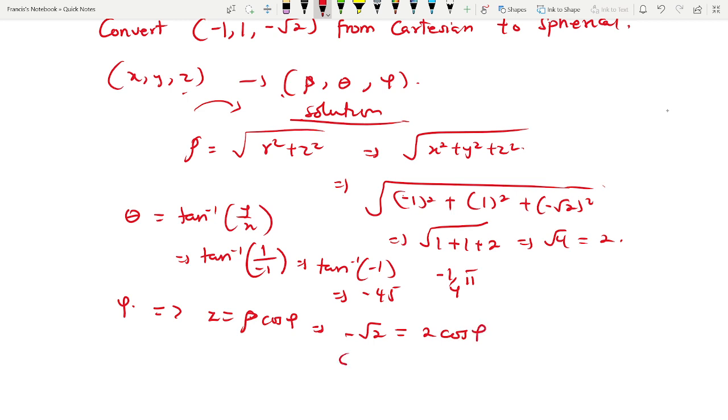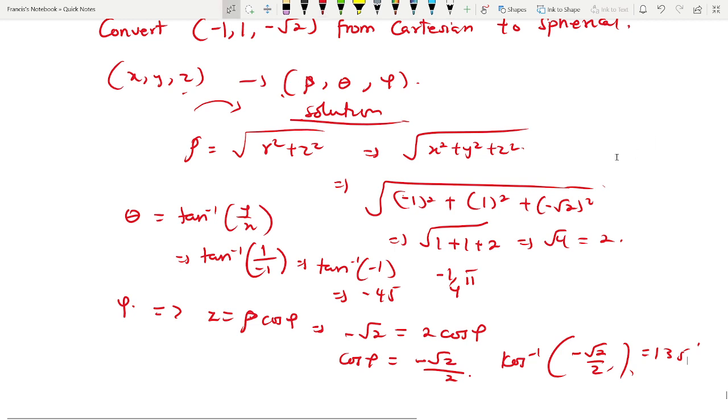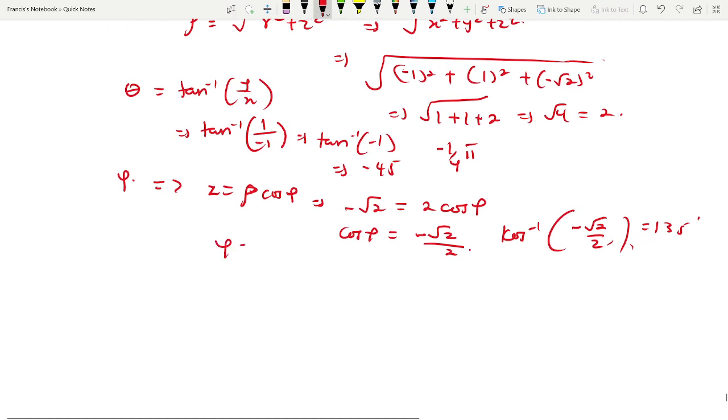What do you do here? Your cos phi is simply going to be negative root 2 over 2. Then you take cosine inverse of the expression negative root 2 on 2. Now what are you getting? That is 135 degrees. And what is this in pi radians? It's 3 on 4 pi. So meaning our phi is equal to 3 on 4 pi.